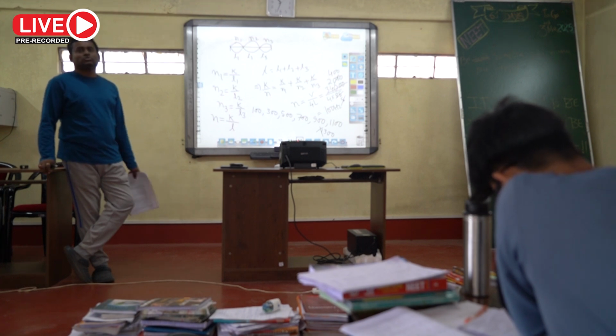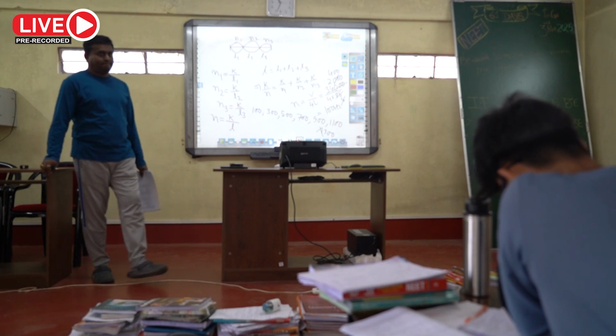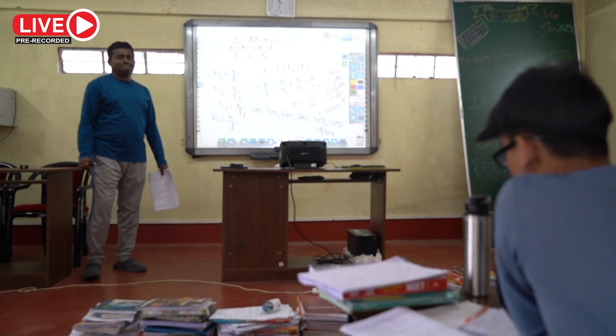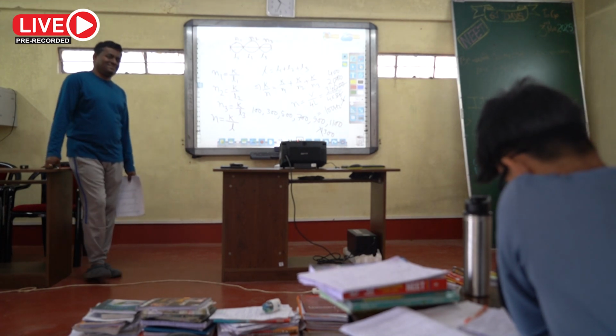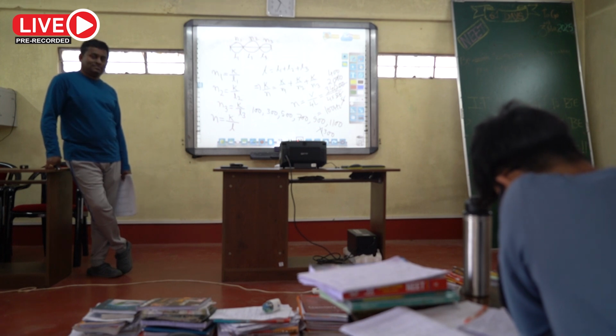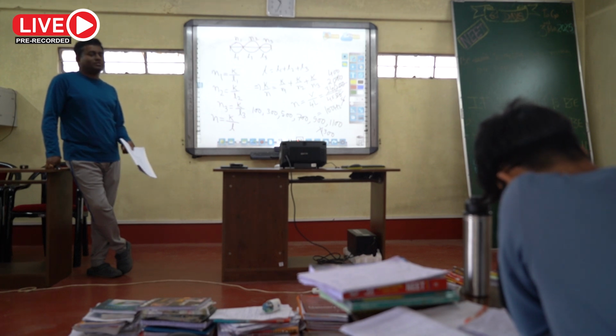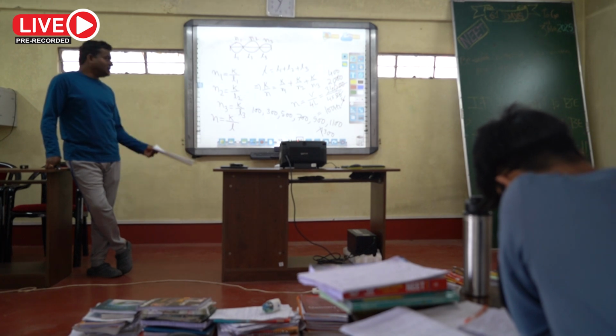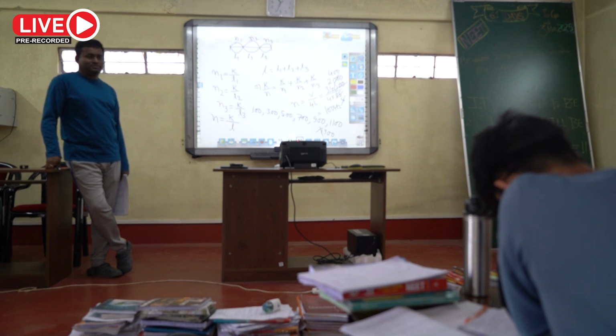Is there any other method to solve? Here we first calculate the fundamental frequency. Then we know that the ratio is 1 is to 3 is to 5 is to 7, only odd harmonics are present. So I write the odd harmonics which are below 1250 Hz. Is there any other way to solve?